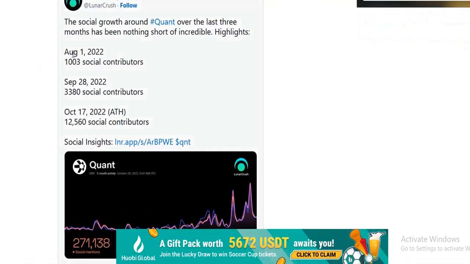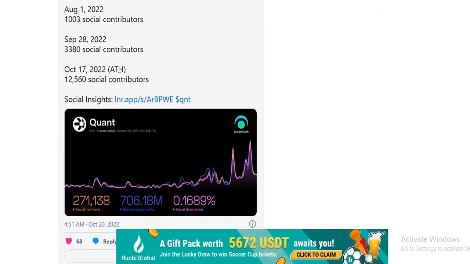Around August 1, we saw just about 1,000 social contributors. By September 28, that had tripled to around 3,080 social contributors. But currently, at about October 17, we have 12,000. So from August 1 to October 17, we have 12x the number of social contributors for Quant, and that is a very huge sign for the price of Quant, and that's why we've seen Quant explode in price. And that is just the beginning.